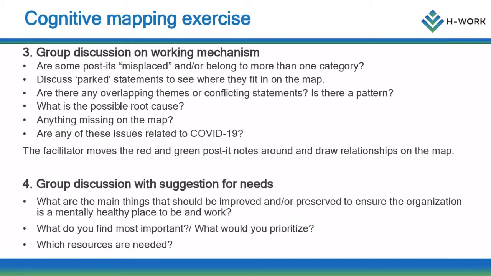And because we've been doing this during COVID-19, we've also asked people to say if there have been any specific issues related to that as well. So after this, there's a group discussion, and what are the main things we want to keep, what are the main things we want to improve, what's the most important, what would be the priority, and what resources are needed to try and implement those. And then all the information is recorded and put into a report, which again I'll show you in just a moment.